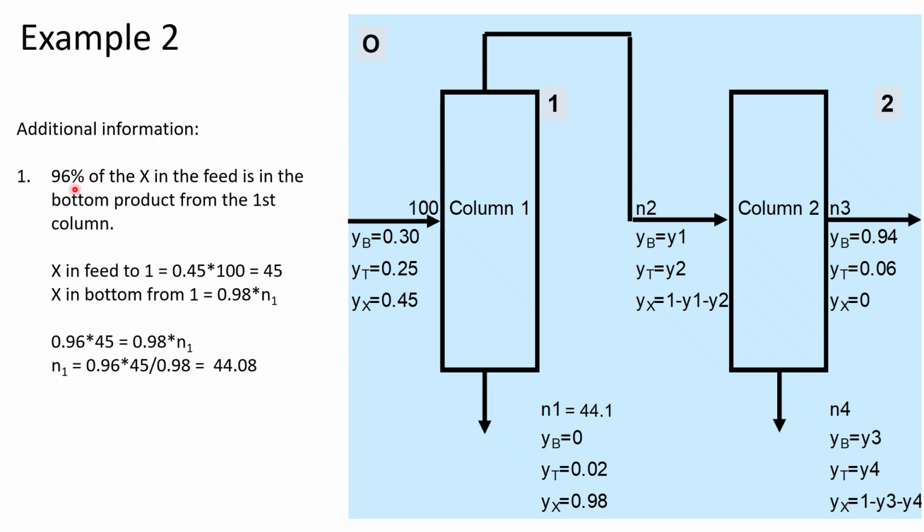We're told that 96% of the xylene in the feed, that would be 0.96 times 45, the amount of xylene in the feed, is going to be equal to the flow rate of xylene in the bottom from the first column, which is 0.98 times N1. This is an equation that we can solve for N1. And we can find that N1 is 44.08, or to 3 significant figures, 44.1. And that number now has been put into our process flow diagram here as a value for N1.